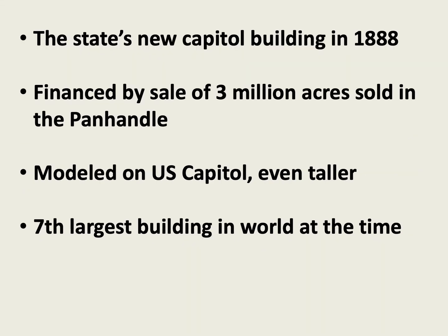Also during this period, the new Capitol building in Austin was built in 1888, and it was financed by the sale of 3 million acres of state land in the Panhandle in the north. The entire structure is modeled on the U.S. Capitol, but Texans were very proud it was even taller. In fact, at the time it was built, it was the 7th largest building in the world. So even Texans then prided themselves on having big Texas-sized things, including buildings.